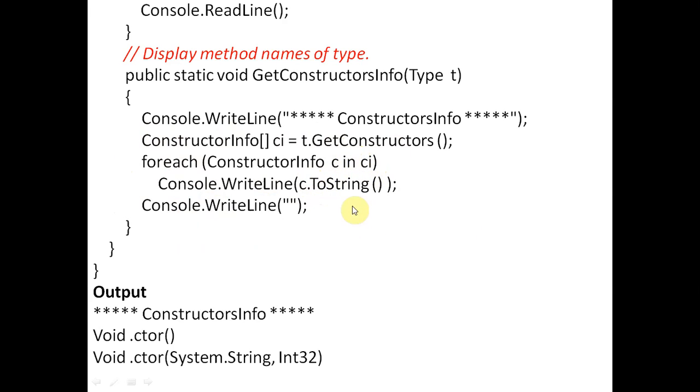So c.ToString will display the name of that constructor: Console.WriteLine(c.ToString()). We have two constructors, .ctor() void and .ctor(string name). This is the name of the first constructor, and this is the name of the second constructor. So we have two constructors, and they will be displayed over here.